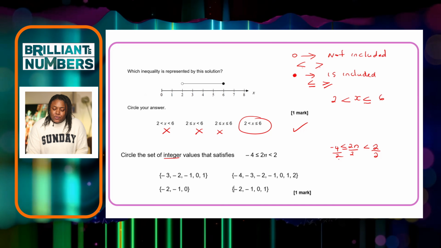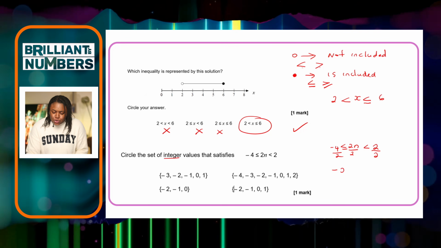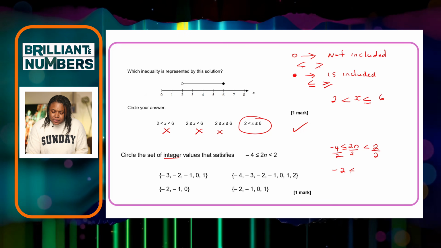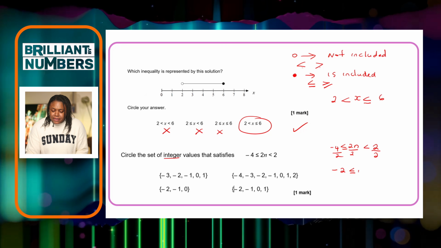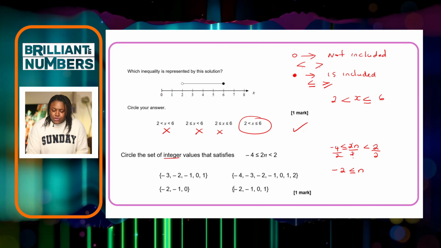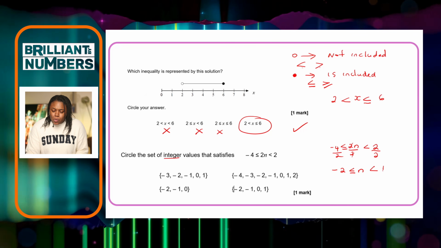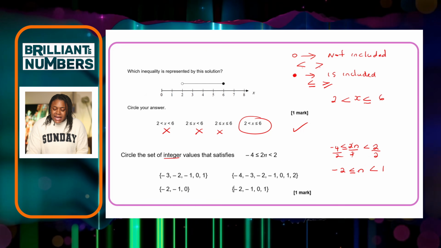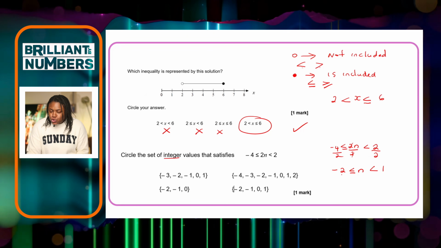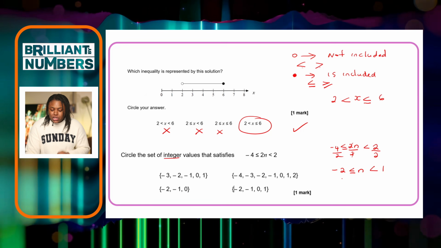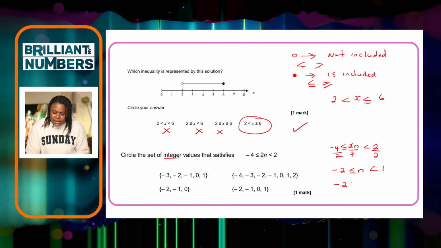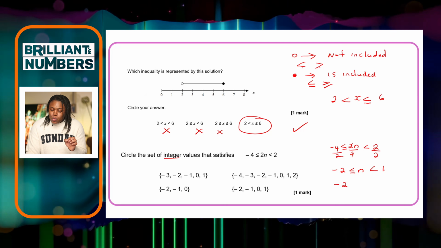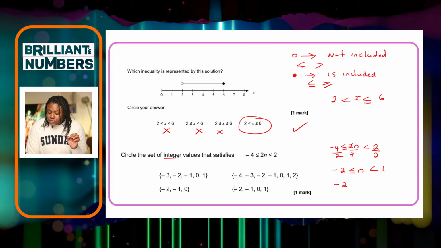So minus 4 divided by 2 is minus 2. Then we will have n in the middle now, since we are dividing by 2. And then we will have 1 here. So again, look at the value here. The sign here tells me that minus 2 is a part of the solution. So minus 2 is a part of the solution. Less than 1, 1 is not a part of the solution.